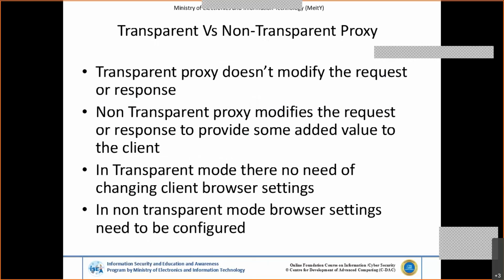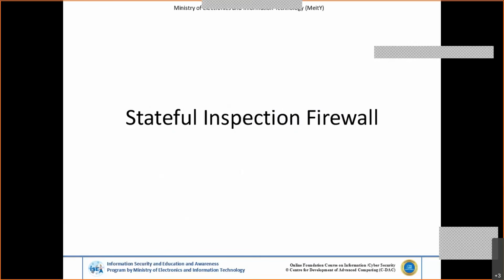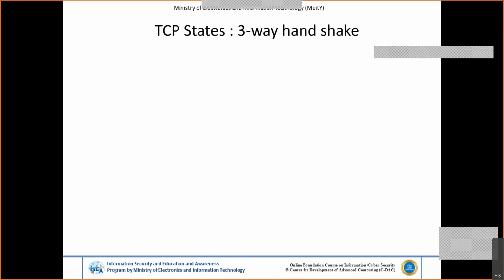Again, we have transparent and non-transparent proxies. If we explicitly write the proxy address in the browser, it is called a non-transparent proxy. If there is no need to write any proxy details in the browsers or any settings, then we call it a transparent proxy. So this is how the stateful inspection will be used.